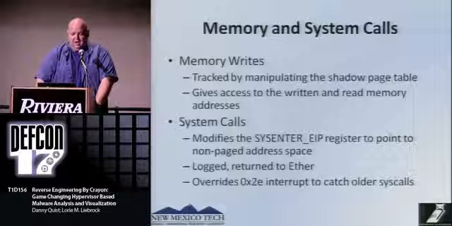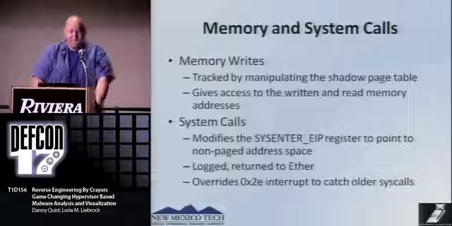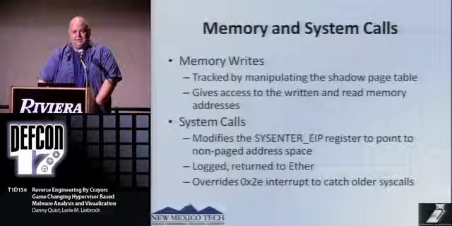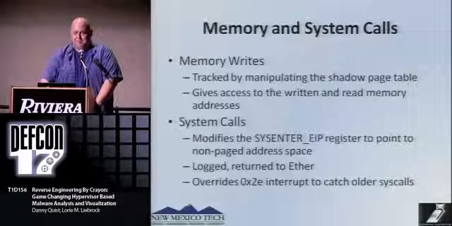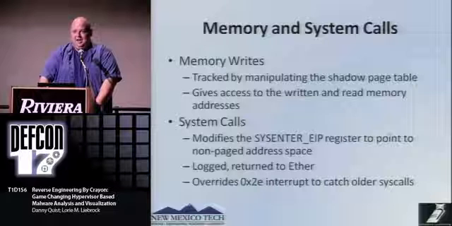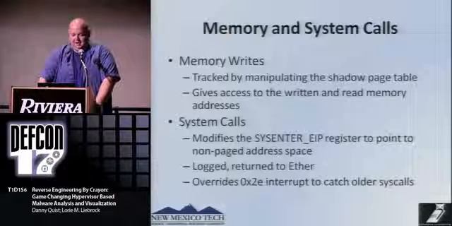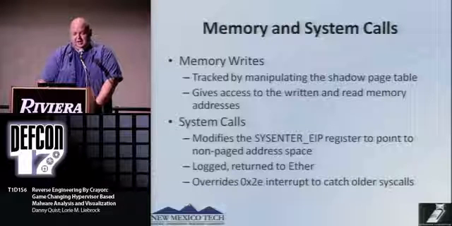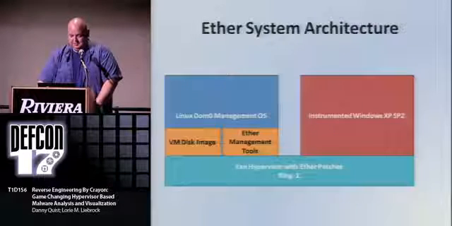Okay, memory and system calls. Memory writes are checked by manipulating the shadow page table. So this gives you access to all the read and written memory. System calls, this modifies the SYSENTER EIP register to point to a non-paged address, and when any sort of access is hit to that, Ether logs that. And it also logs the int 2e instruction to catch the older system calls.